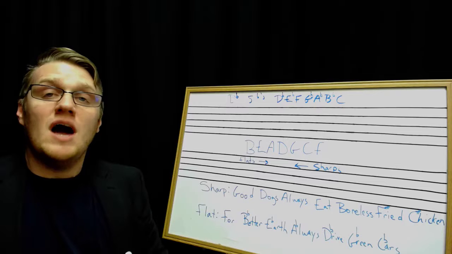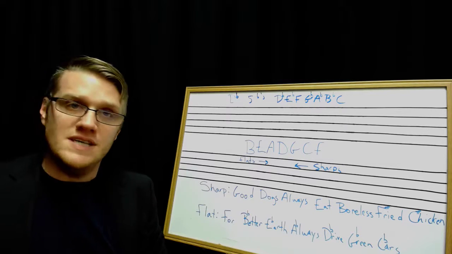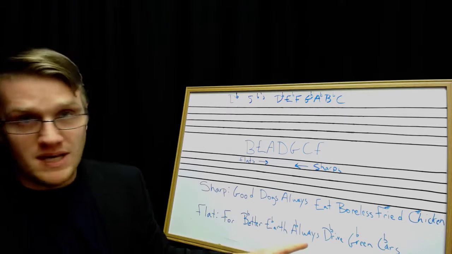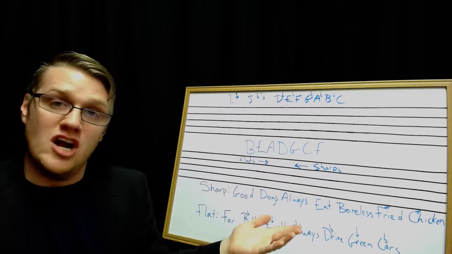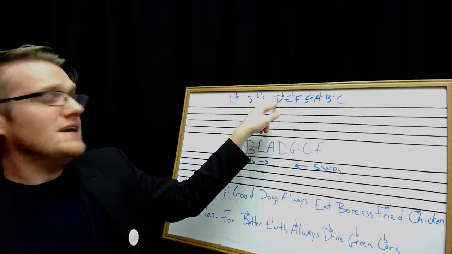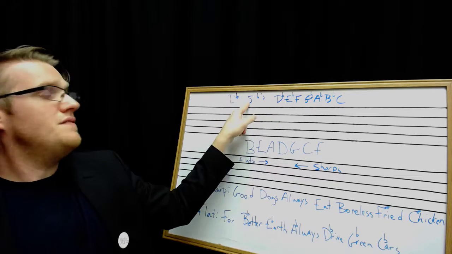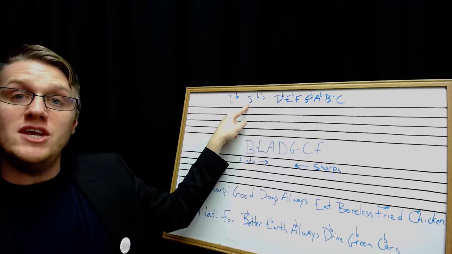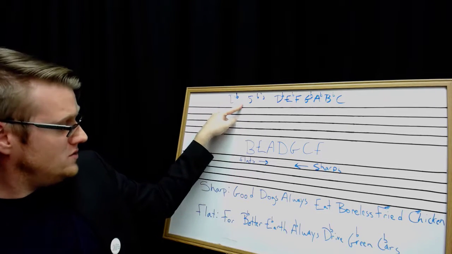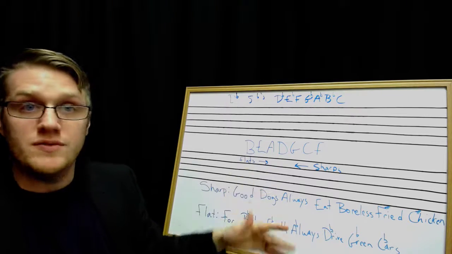Okay, so I have a couple extra tricks. The first one is the rule of 7. So if you notice, there is a D flat key and there's a D sharp key. There's an E flat key and there's an E sharp key. Here's how the rule of 7 works. There are 5 flats in the key of D flat. If you subtract 5 from 7, you get how many sharps are in that key. So there are 5 flats. 7 minus 5 is 2. There are 2 sharps. This works for every key.